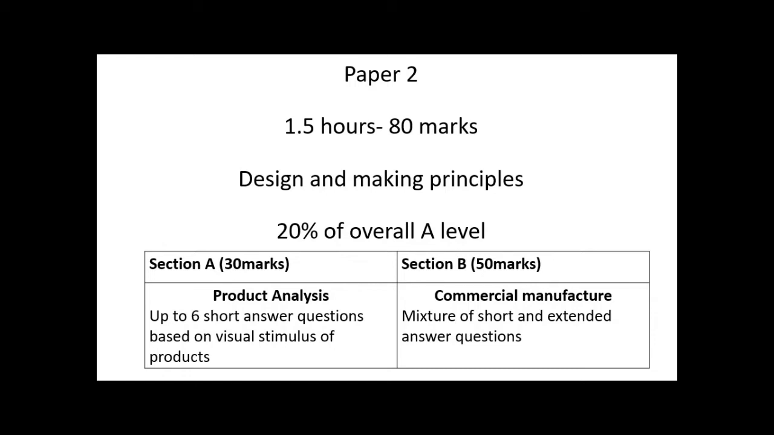And then section B is worth 50 marks. So that is commercial manufacturing. So that's a mixture of short and extended answers.